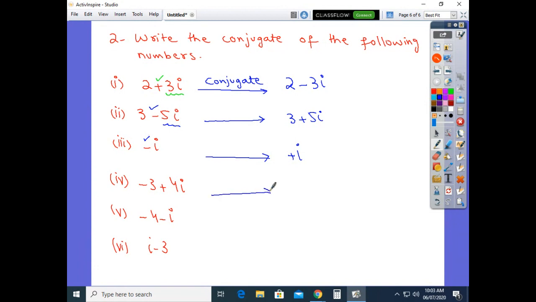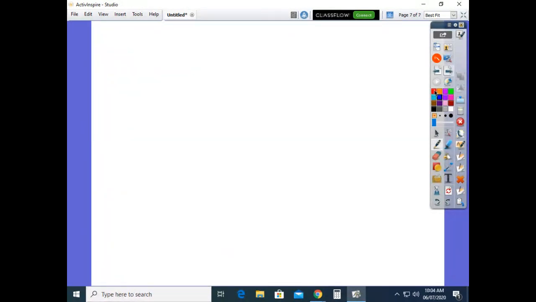Similarly, in the next, negative 3 minus 4 iota goes to minus 4 plus iota, and at last negative iota negative 3, because here iota is positive, we change the sign of iota and get the conjugate of a complex number. Clear? Now the next question is question number 3.